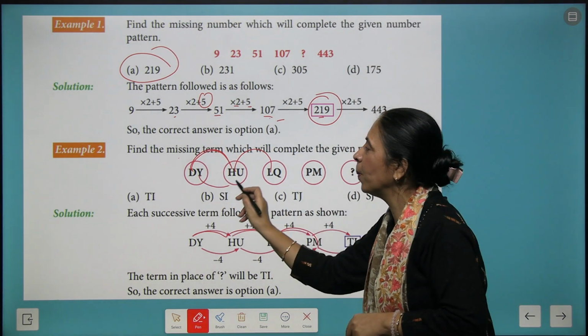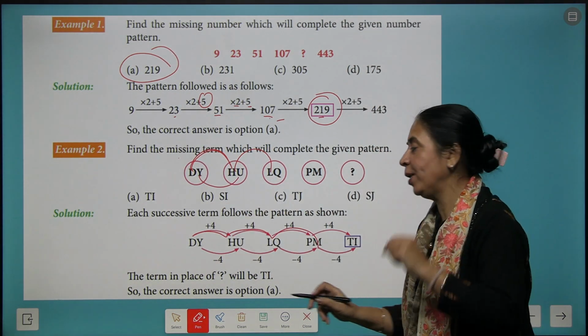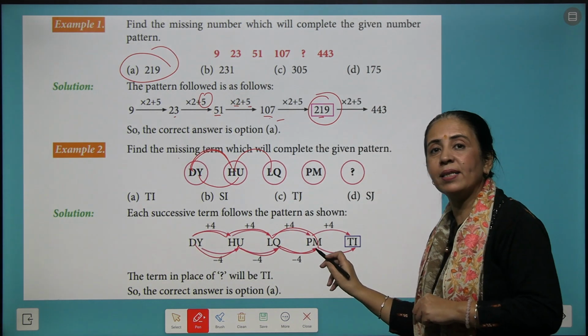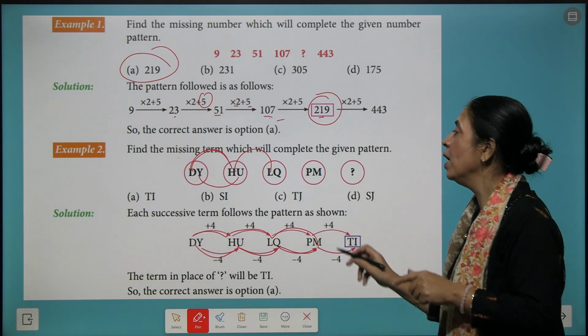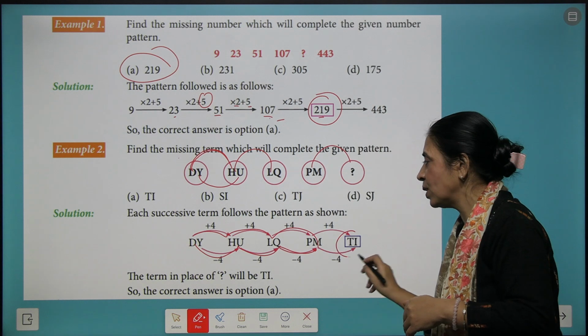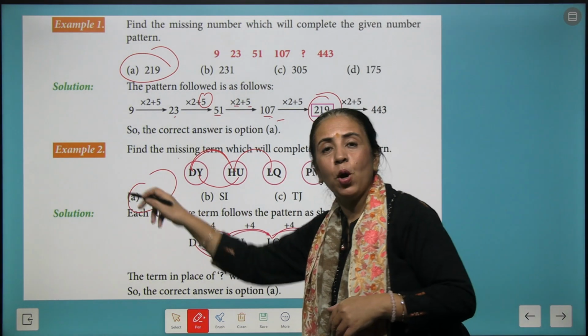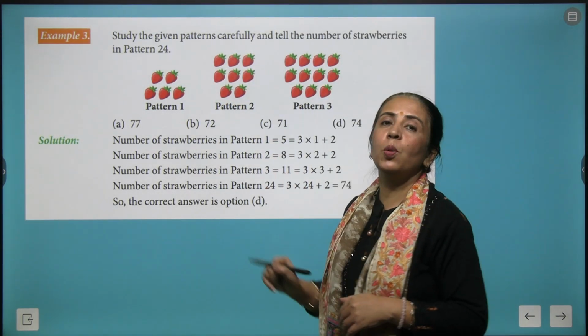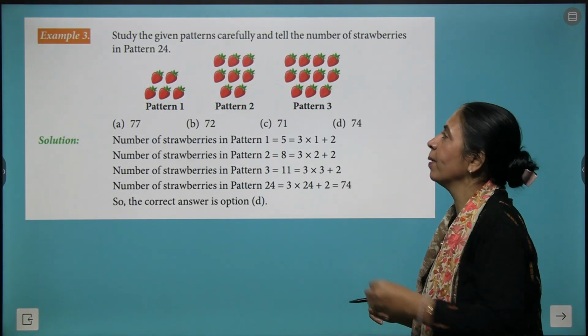And going backward, Y turns to U when you subtract 4 from it. So the second alphabet we are getting by subtracting 4. So the next option after PM comes out as TI, and we got A as the right answer. Coming further with the pattern of strawberries.